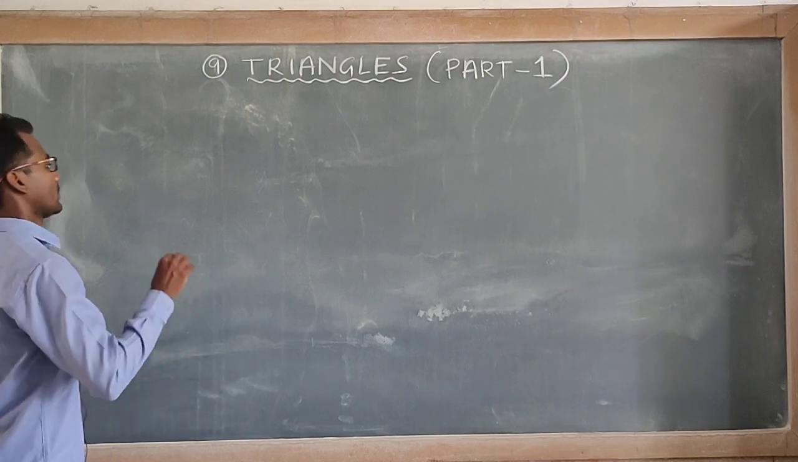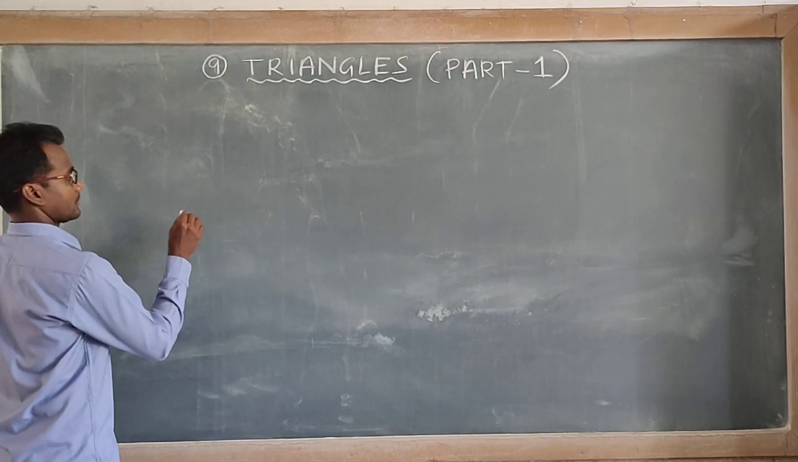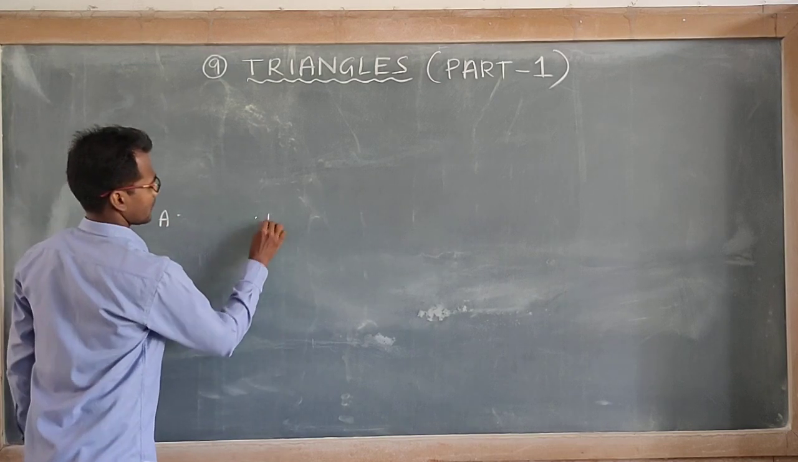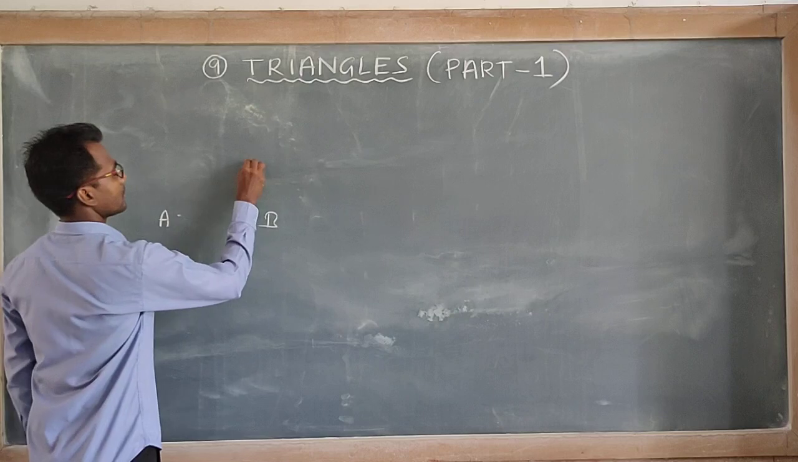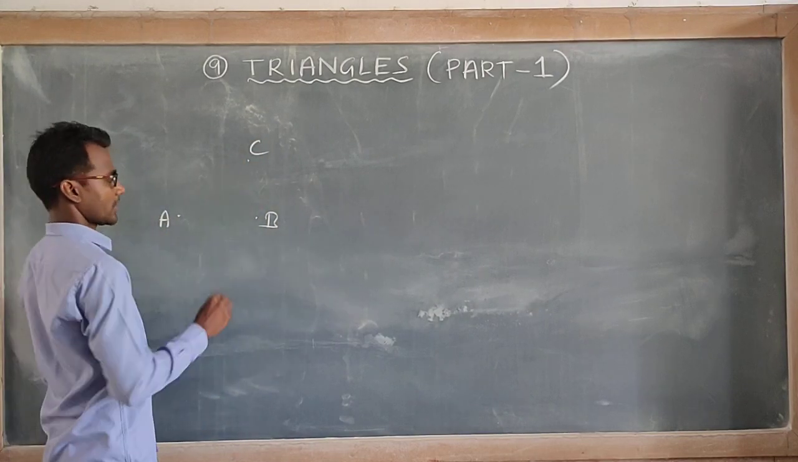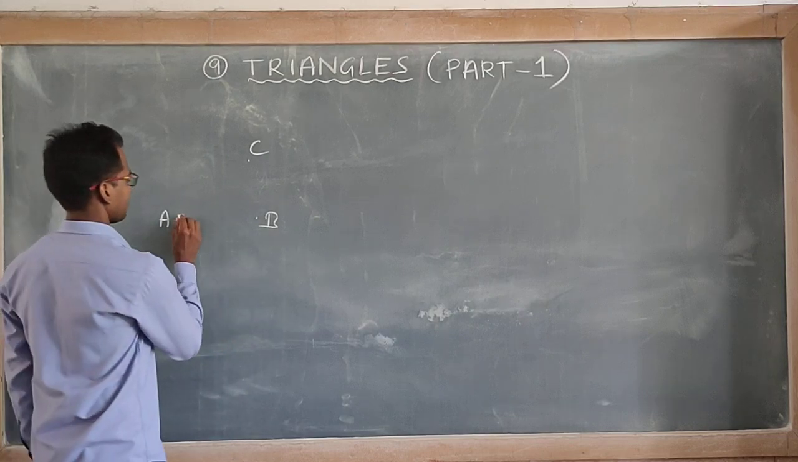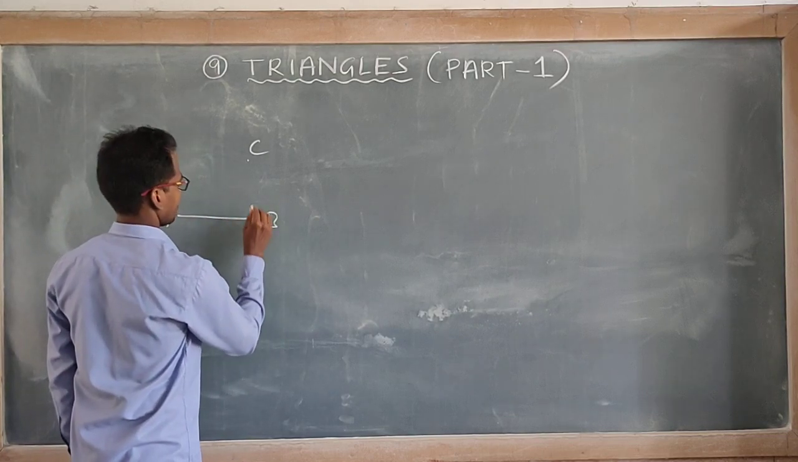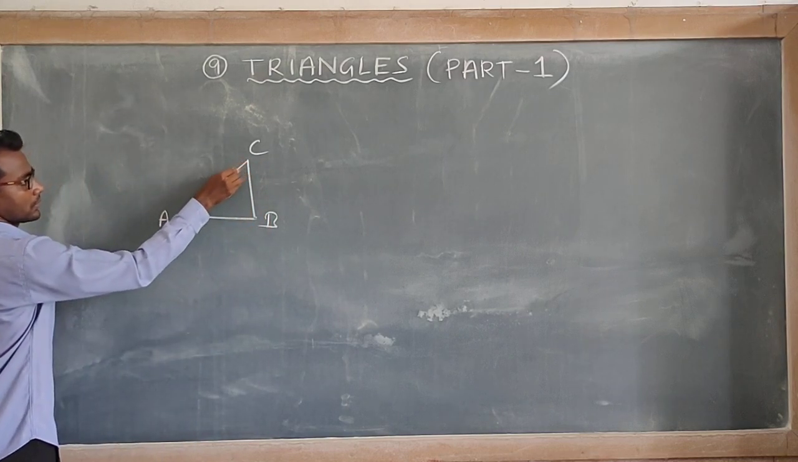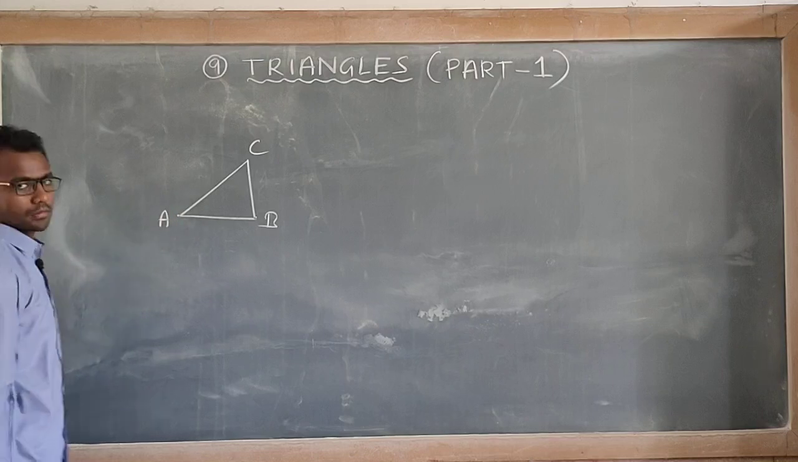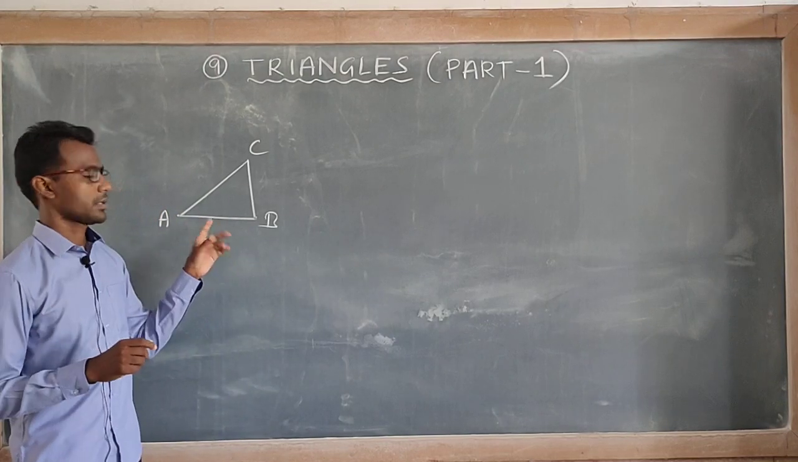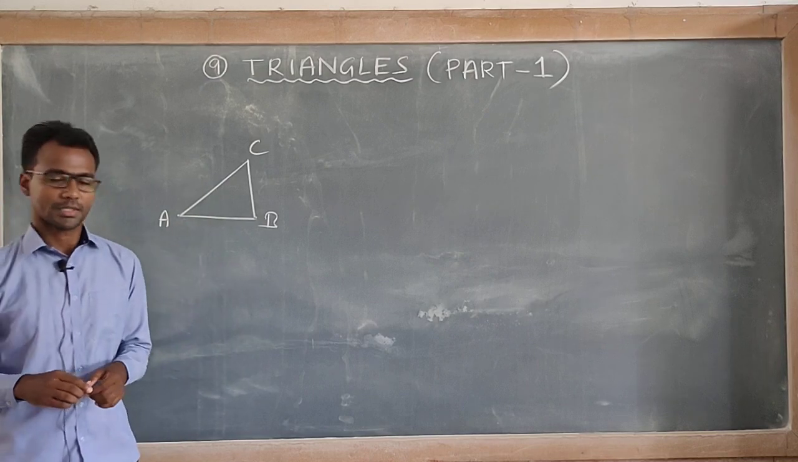First, if you take 3 points, suppose A, B and C, not in a straight line, and you join them, the two-dimensional or plane figure that you get is called a triangle. So this is a triangle ABC.